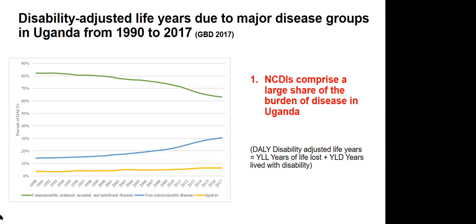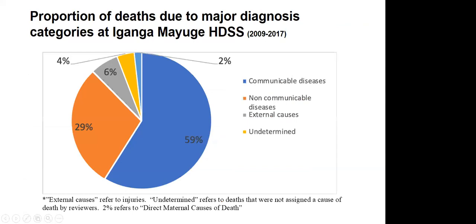And you can see that over the last decade, the relative burden of NCDs has actually doubled from about 14 up to 30 something. So we also found that the proportion of deaths due to major NCD diagnosis categories increased. And this data was obtained from a community cohort in Uganda, Iganga Mayuge.